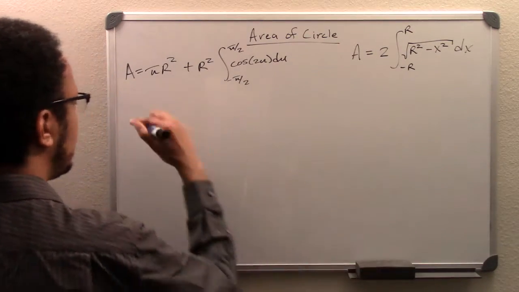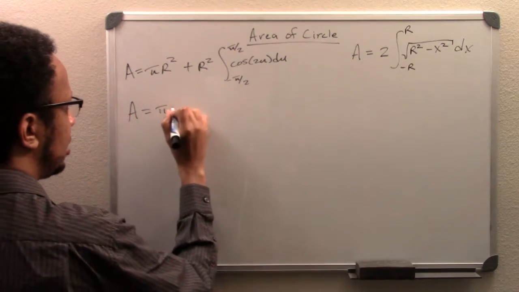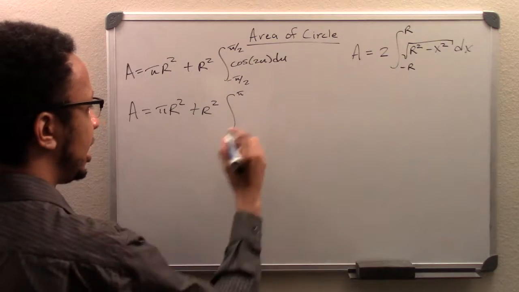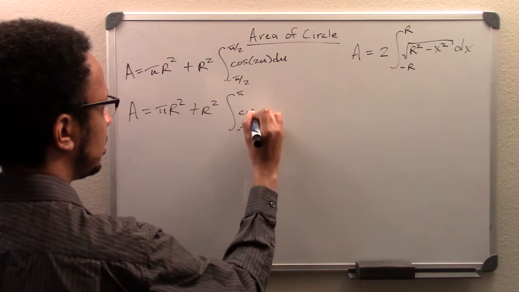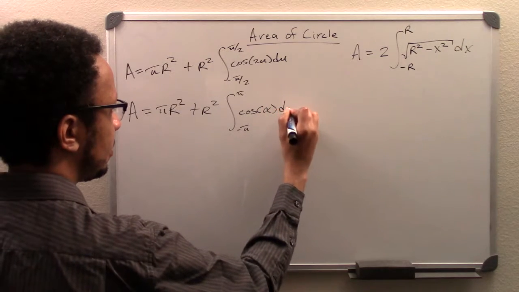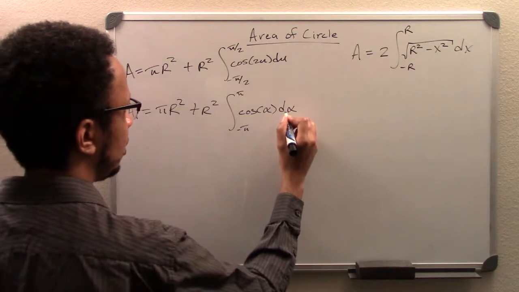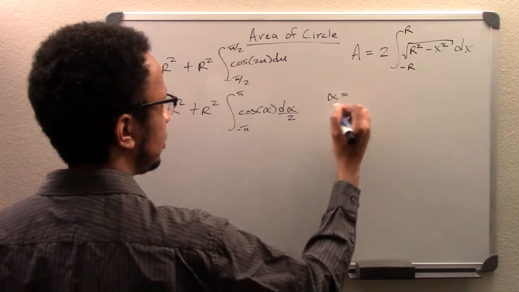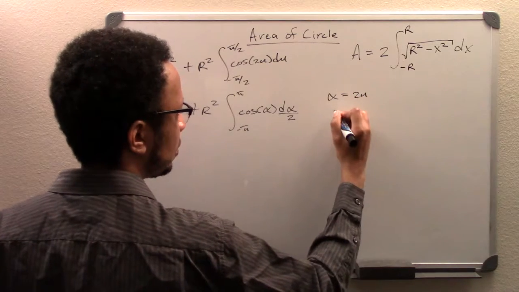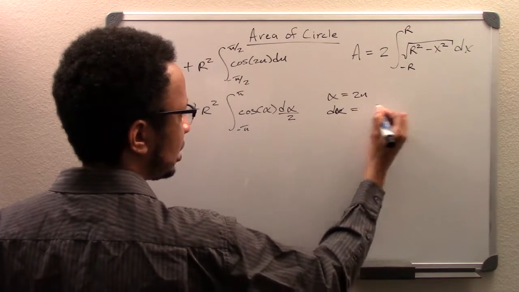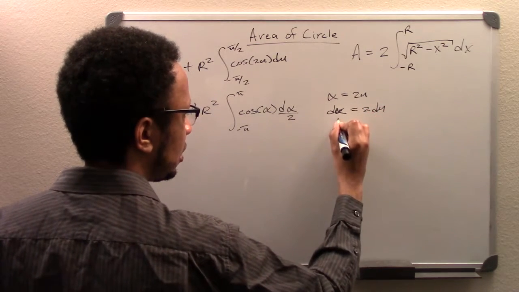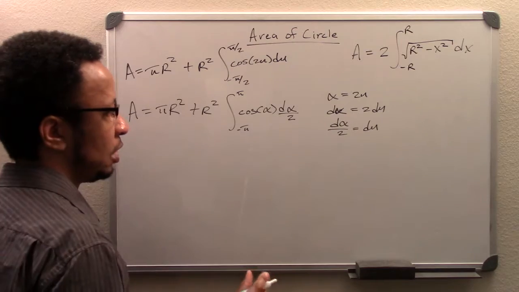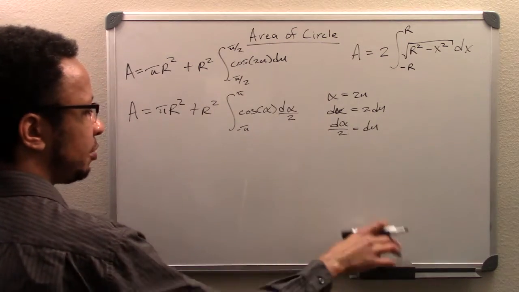And so we'll go ahead and write that here, that our area equals pi r squared plus r squared. And what did we say before? Pi, negative pi, cosine of alpha, d alpha. d alpha was what? Over 2, right? I have d alpha over 2 because, again, we'll write the relationship. We made alpha equal to 2u. So d alpha equals 2 du, and d alpha over 2 equals du, and that's put in that place.